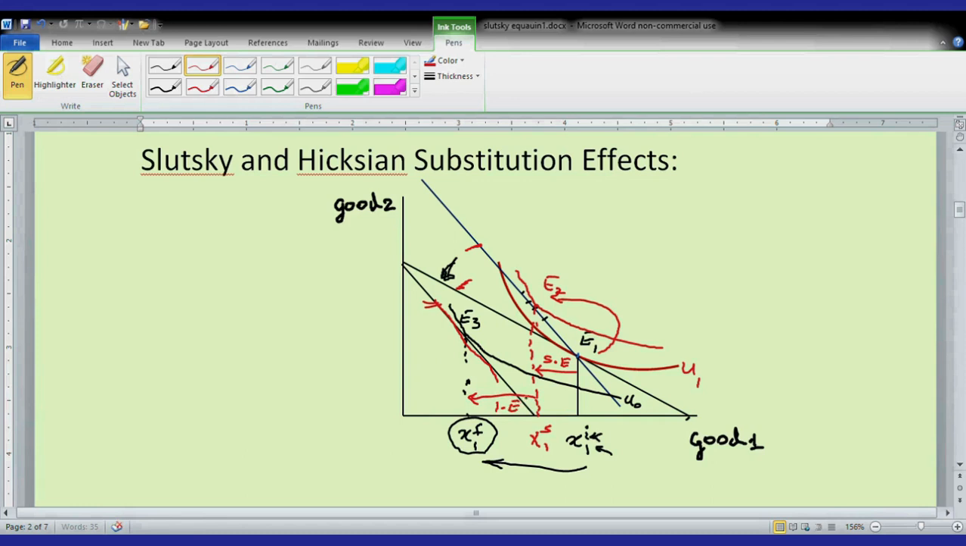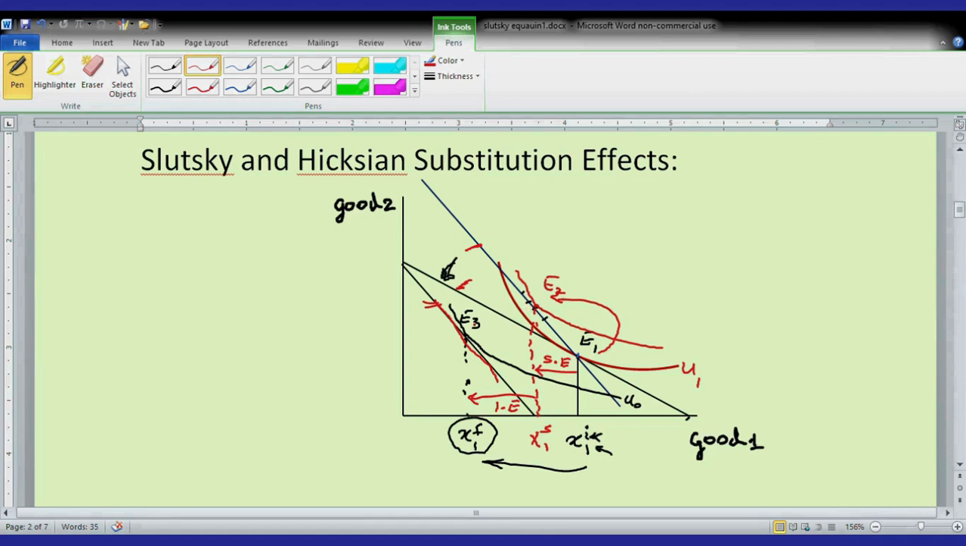Then we can say that the total effect, which is from x1i to x1f, has two components: a substitution effect, which is from x1i to x1s, and an income effect, which is from x1s to x1f.